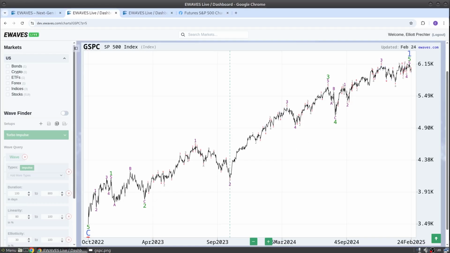eWaves, my software, was telling you that this entire move from October 2022 was over at this point where this green 5 is and this blue 1 is. Okay, it's saying this entire impulse structure is done, which means the correction is going to be larger than any of the corrections we've seen thus far.